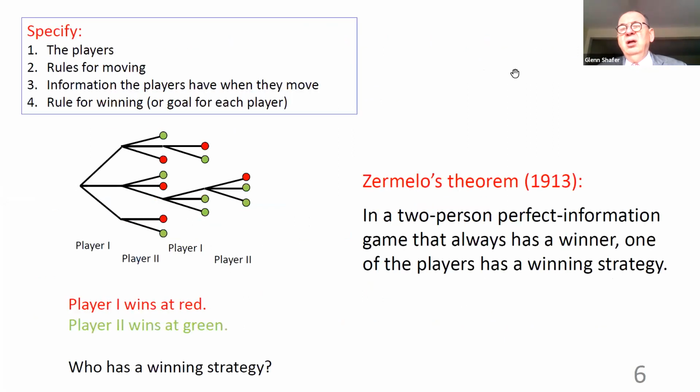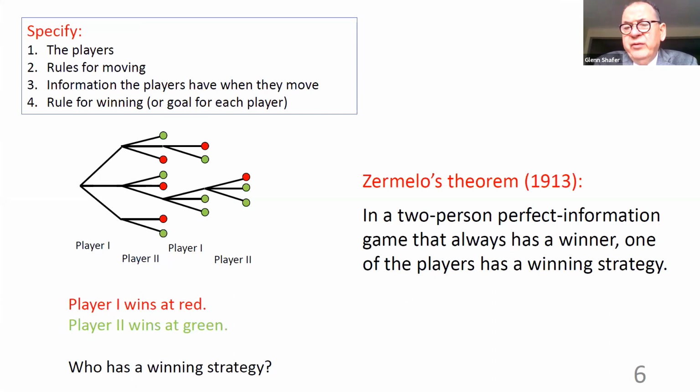So here is a theorem that's relevant to the kinds of games we're studying. It's Zermelo's theorem, proven by Zermelo in 1913. And he proved that in a two-person perfect information game that always has a winner, so all the possible outcomes have a winner, one of the players has a winning strategy.